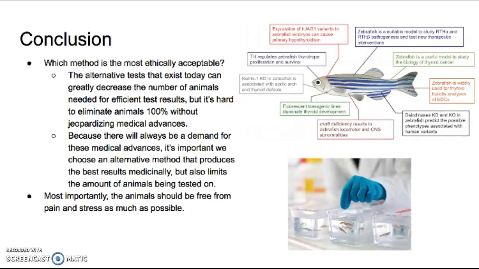So which method is the most ethically acceptable? While the alternative tests that exist today can greatly decrease the number of animals needed for efficient test results, it's hard to eliminate them 100% without jeopardizing all of our medical advances. Because there will always be a demand for these medical advances, it's very important that we choose a method that produces the best results medicinally, but also limits the number of animals being tested on at the same time. And the most important thing is that the animals are free from pain and stress as much as possible.